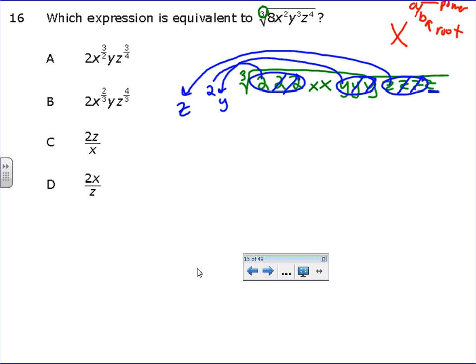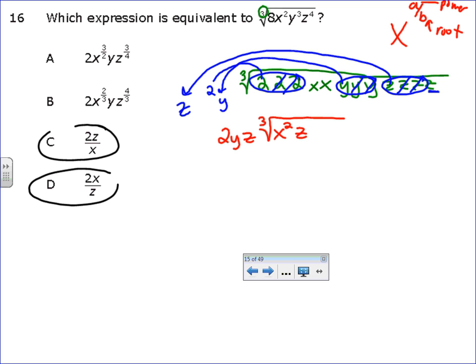So when I rewrite my answer, I have 2yz cube root of x squared z. That's what's left inside. Okay? Well, based on that, I can go ahead and rule out these two. This is fraction stuff. I don't even know what they're doing. These are bad answer choices. Okay? I know that I'm really close, except that they've written their answer in fraction form and mine's still in radical form. So I need to change it.